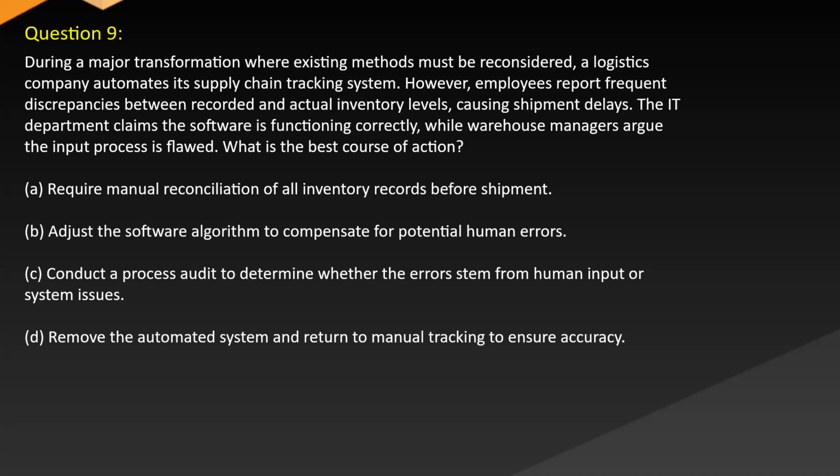A. Require manual reconciliation of all inventory records before shipment. B. Adjust the software algorithm to compensate for potential human errors. C. Conduct a process audit to determine whether the errors stem from human input or system issues. D. Remove the automated system and return to manual tracking to ensure accuracy.